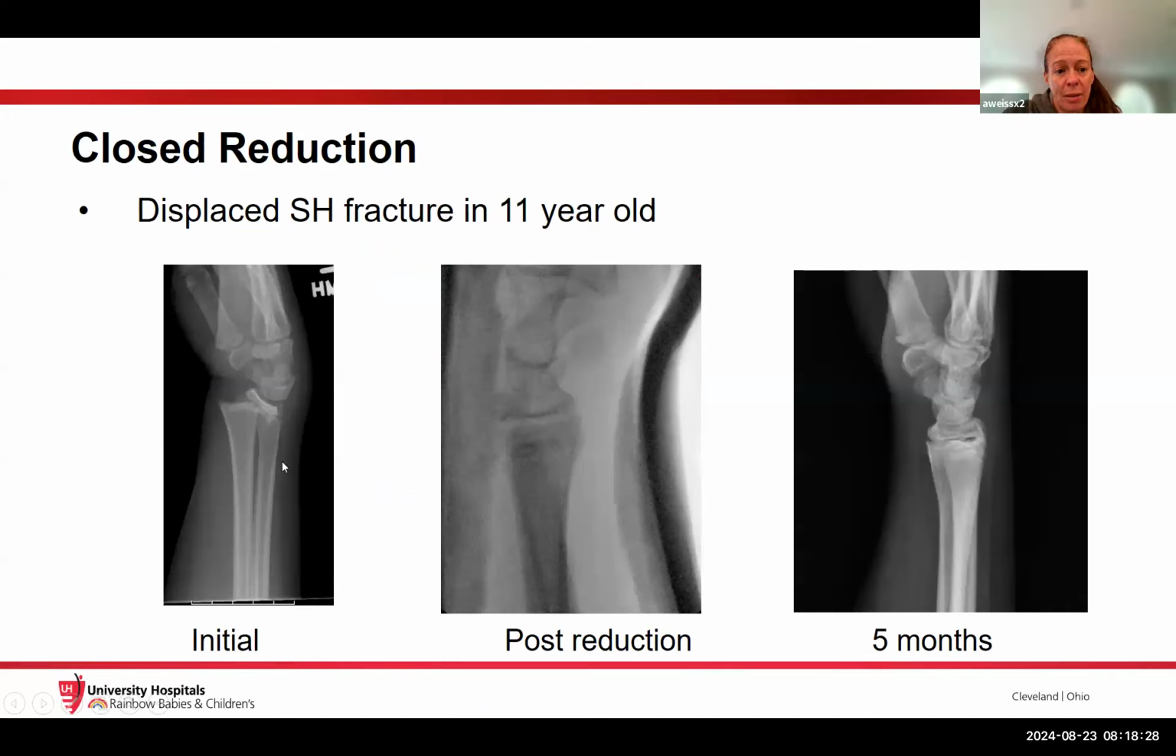So this was a kid who was successfully, this is a Salter 1 where the physis completely slipped off, and was successfully reduced in the emergency department, and looked great post-reduction and had no growth arrest 5 months later. So this kid did great, but that is a significant fracture displacement that did really well with closed reduction and no fixation.